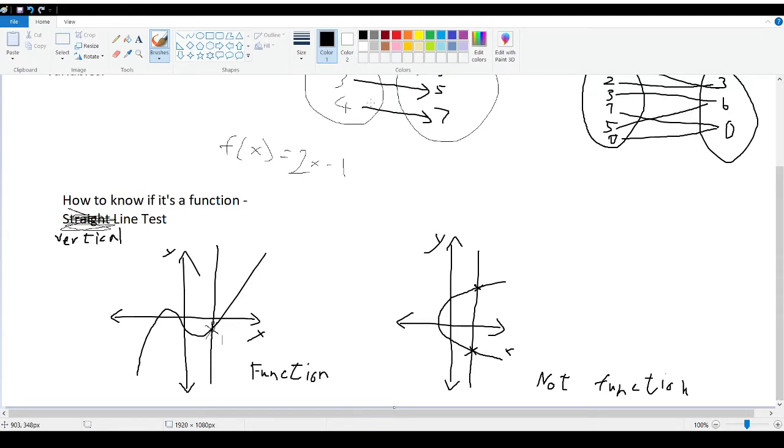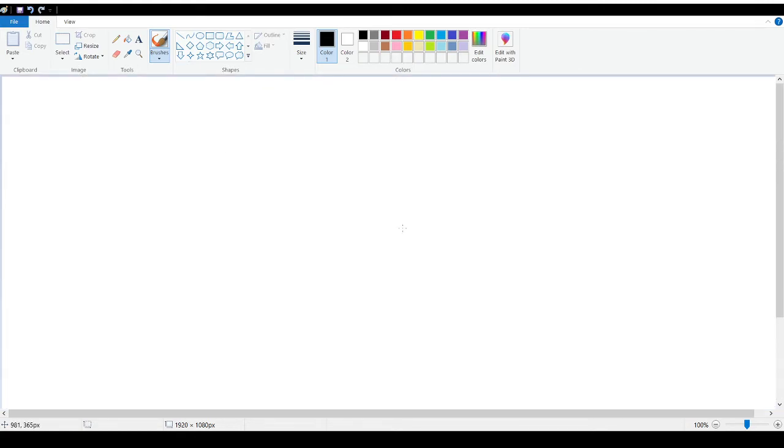All right, let's move on to domain and range. We're almost there for today's session. So, domain and range. Let's see.